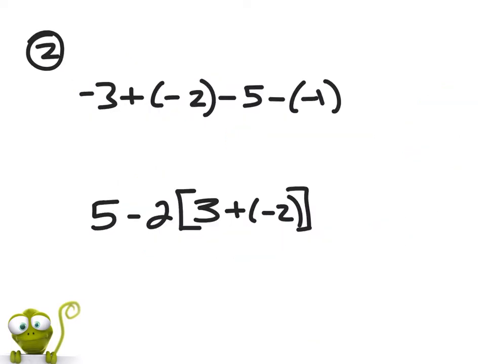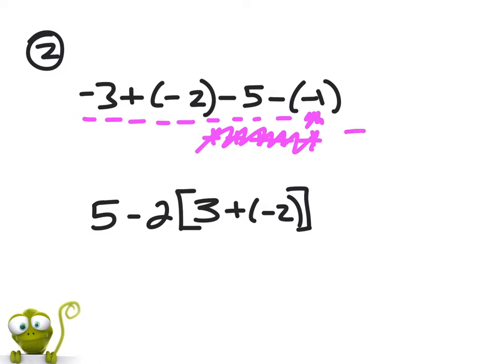Question 2, we have got negative 3, then we have to add another negative 2, then we have to take away 5, which we can't do, so we need to put 5 in. Compensate by putting the negatives in for those. Now we can take away 5. Now we can finally take away negative 1, and we've got our answer.